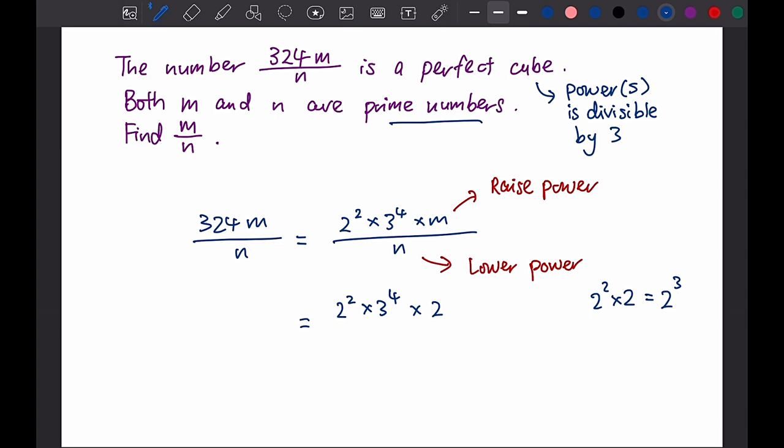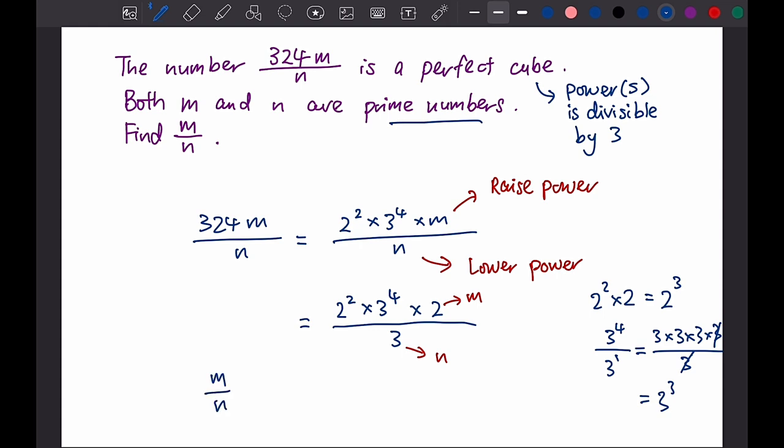want to divide by n, if I were to divide by 3, what it does is 3 to the power of 4 divided by 3 to the power of 1. Basically, that means it's actually 3 times 3 times 3 times 3 divided by 3. And if you were to divide 3 in the numerator and denominator, you're going to end up with 3 to the power of 3, which is a perfect cube. So therefore, you realize this 2 is actually your m, and this 3 is actually your n. So therefore, the final answer is m over n is equal to 2 over 3.